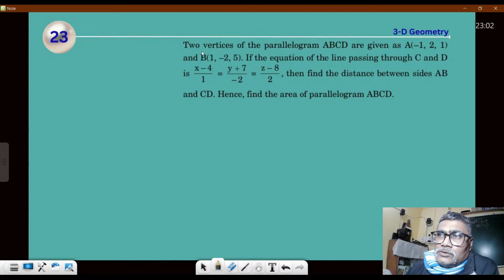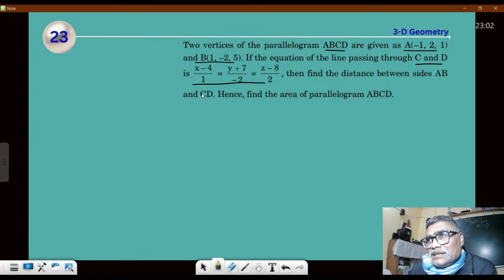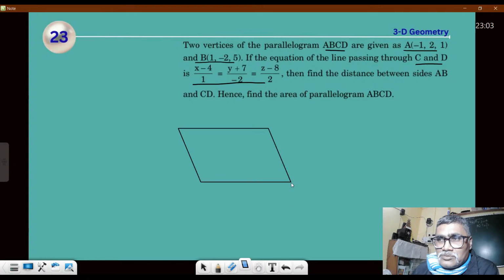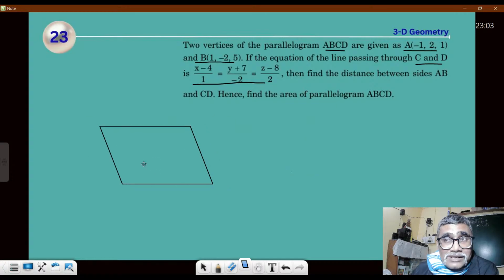Okay. Two vertices of a parallelogram ABCD are given as A and B. If the equation of the line passing through CD is this, then find the distance between AB and CD and find the area of the parallelogram ABCD. So this is a very good problem. This problem is not directly there in the book, but we can bring in those concepts, whatever we already know from the book, right? So it's a very interesting problem. Seems difficult, but it is not a difficult problem. It's an easy problem. So I'm explaining it to you.